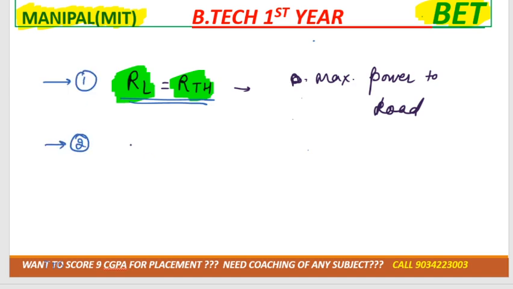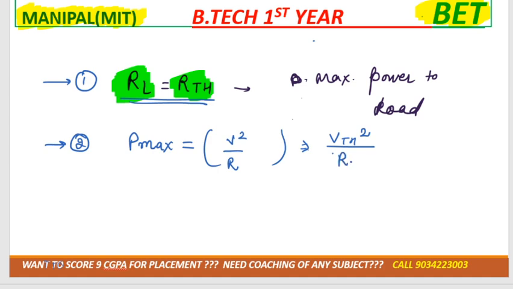Another formula for that is, we need to calculate maximum power, that is denoted by P max. And according to you, what is the formula for the power? Tell me, which you have studied in the 10th class only. Yes, it's V square by R. So V is basically over here VTH. So VTH square divided by R. R can be RTH or RL, because in this case it is the same. So if I complete the formula, it would be VTH square by 4 RL.